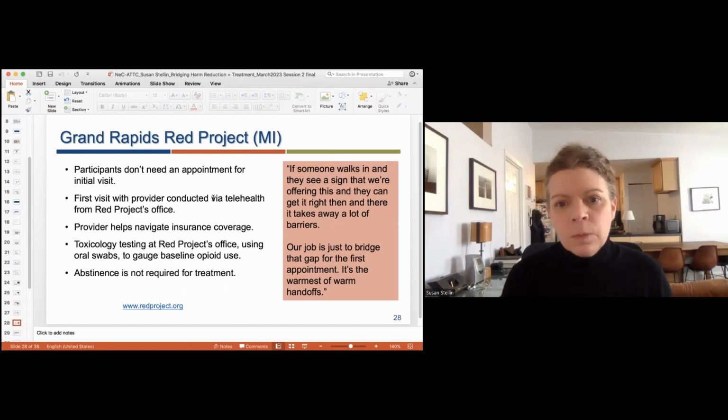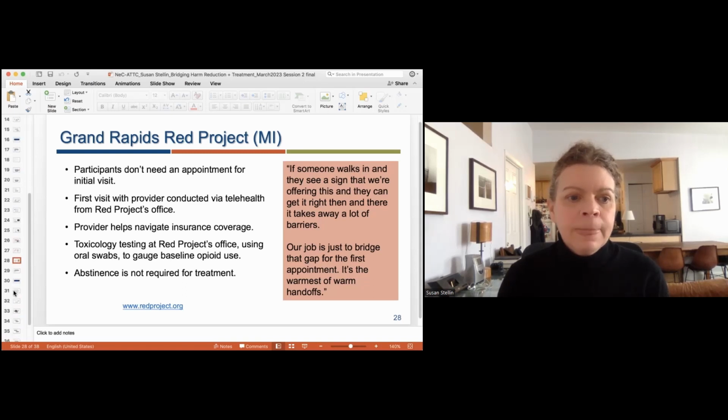So, what this recovery coach told me, our job is just to bridge that gap for the first appointment. It's the warmest of warm handoffs. She talked about her experience of thinking about treatment and how many times she thought about it and just getting over that hurdle of making it happen. So, that idea of the warmest of warm handoffs, making it really easy for somebody. Any questions about that program?